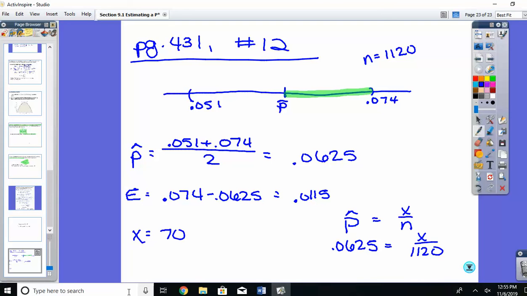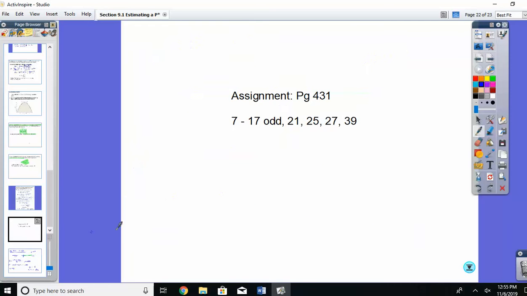Okay, so this one's kind of working backwards. They gave you the confidence interval and wanted you to find all the previous pieces of information. Is that okay? So I'm done. You've got the rest of the hour to work.